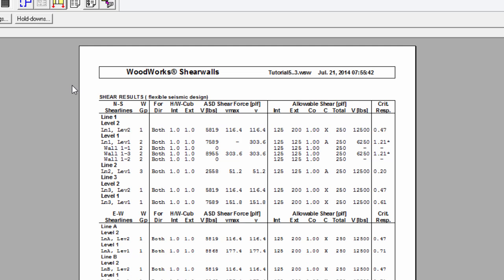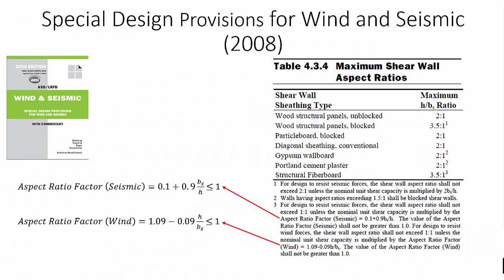Thus, if exceeding any of the maximum shear wall aspect ratios specified, zero force will be allocated to the wall or wall segment. Note 1 is for blocked wood structural panels concerning the aspect ratio, and in order for the wall to resist the seismic forces, the shear wall aspect ratio shall not exceed 2 to 1 unless the unit shear capacity is multiplied by the following factor, while not exceeding the maximum aspect ratio specified.